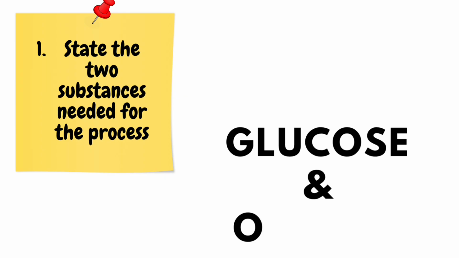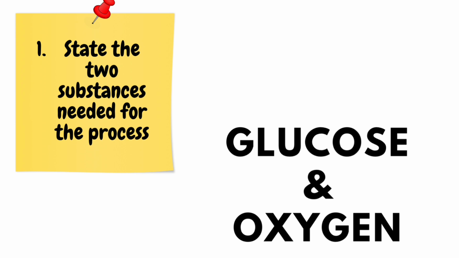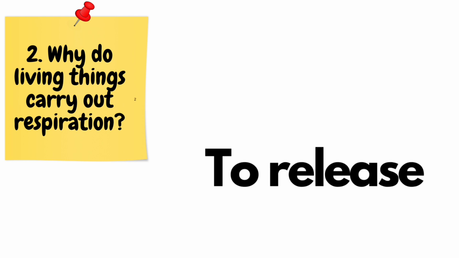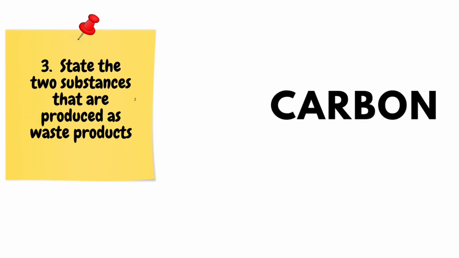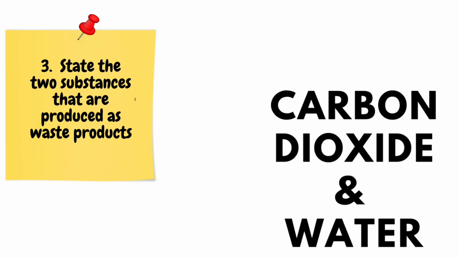So here's the answer to question number 1. The 2 chemicals or substances needed for aerobic respiration are glucose and oxygen. Question number 2. The reason that living things carry out respiration is to release energy, and they need this energy so they can grow and keep warm and move and do all the different processes that living things do. Question 3. The substances or chemicals that are produced as waste products in aerobic respiration are carbon dioxide and water.